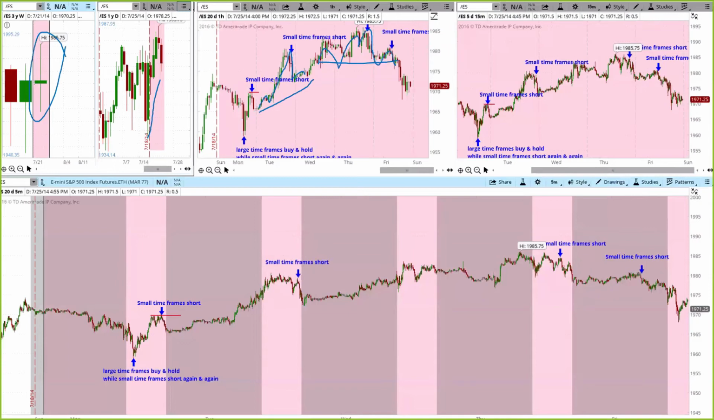That's the fractal nature of the market. So somebody going long on the 5-minute chart can be satisfying an order to sell.